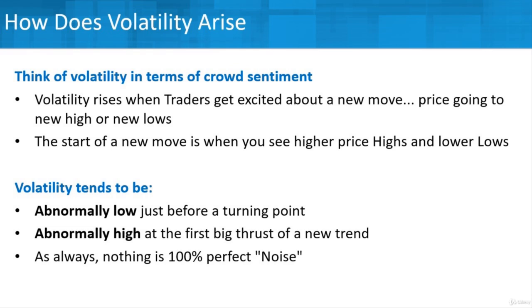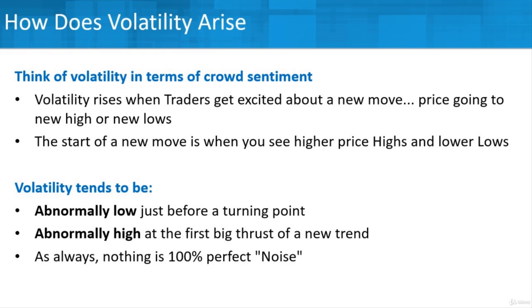So volatility, and this is the key part, volatility tends to be abnormally low just before a turning point, and abnormally high at the first big thrust of a new trend. Nothing is 100% perfect. There's always noise and false signals in the market. But if we're looking at volatility measures and the volatility is low, it might be indicating that there's a turning point coming.